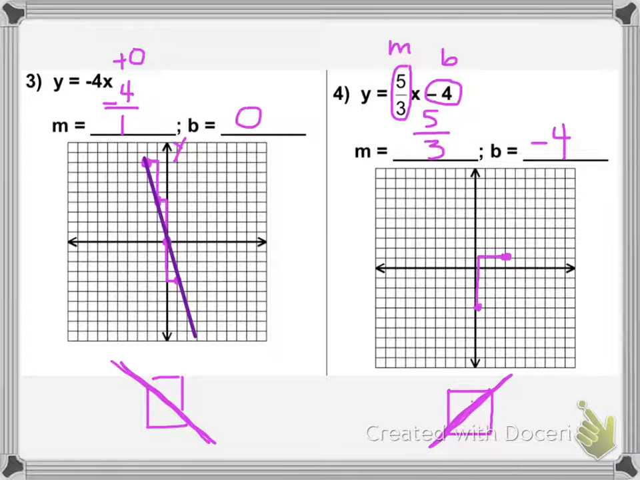Do it again. 1, 2, 3, 4, 5, to the right, 1, 2, 3. So when you're doing this, make sure that you're counting spaces and not lines. And then you can go ahead and connect those little guys with a straight edge. All right.